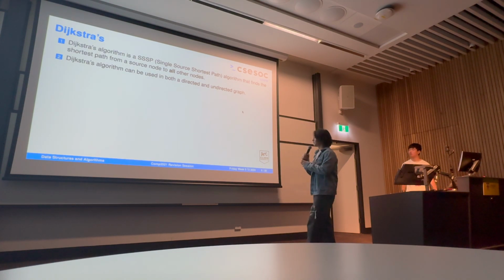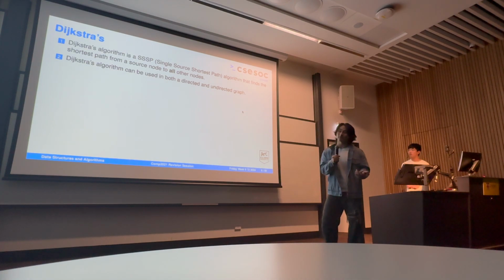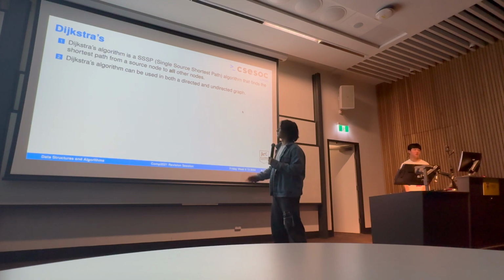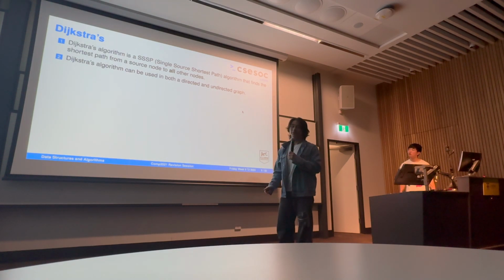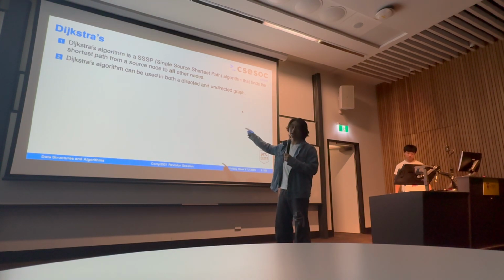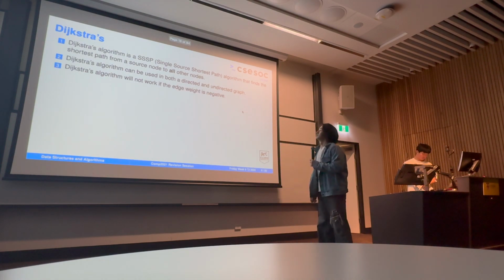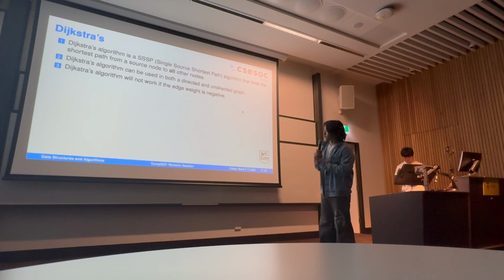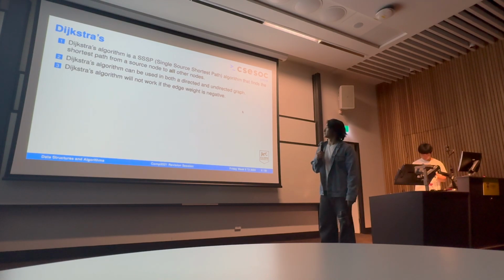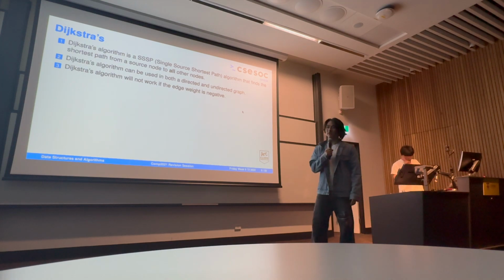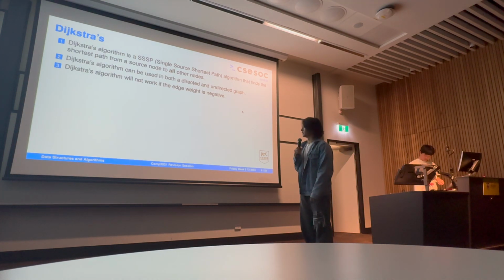Dijkstra's algorithm can be used in both a directed and undirected graph. We only need to prove that it works in a directed graph, because if you think about it, an undirected graph is just a directed graph, except we add the edges going back in the other direction as well. Dijkstra's algorithm will not work if the edge weight is negative. You don't need to know why, you just need to know this. But I don't think they'll give you any graph in the exam with a negatively weighted edge.